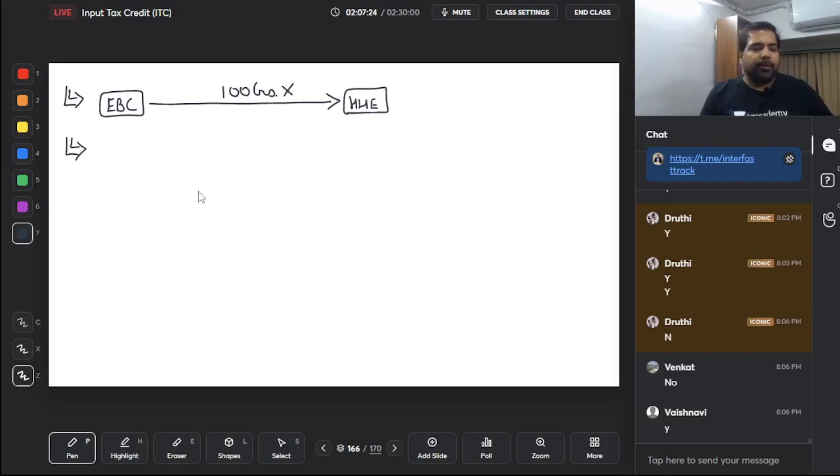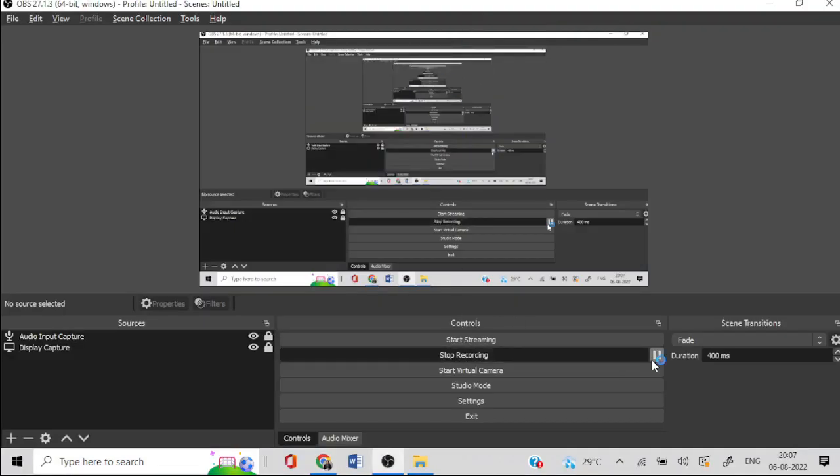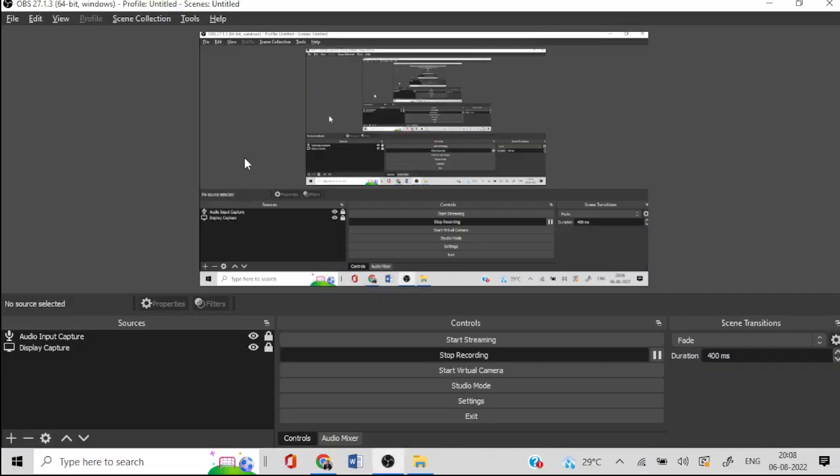Guys, Nepal and Bhutan are neighbors, especially the friendly neighbors, yes. So if you transport any cargo, any goods, to Nepal and Bhutan, then in that case, there will be no GST on this as well. So this one is also exempt.